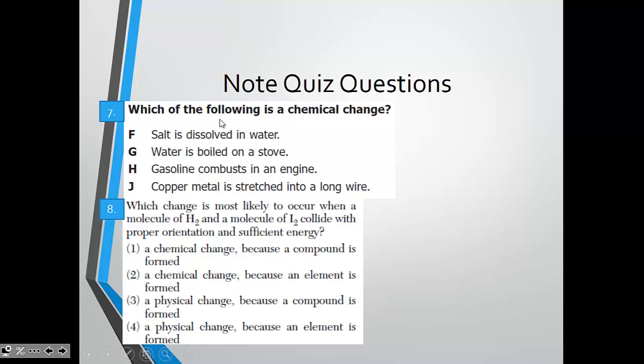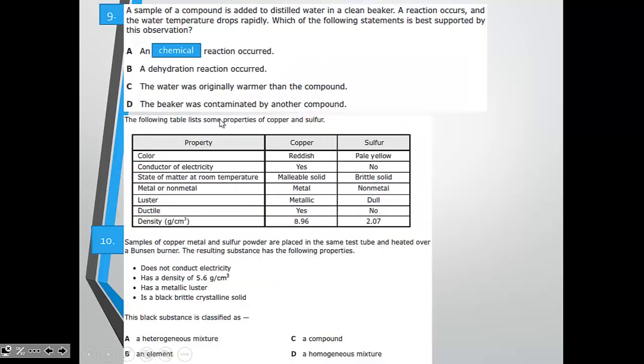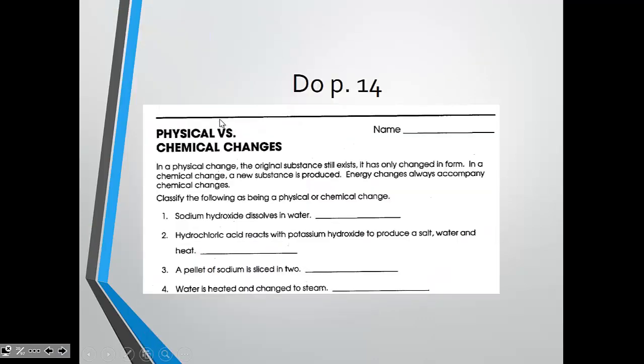You can now answer the last 4 note quiz questions. Pause the video and do the last 4 note quiz questions for this unit. You're also able to do page 14 in the packet. When the video is over, you can complete your note quiz questions and do page 14.